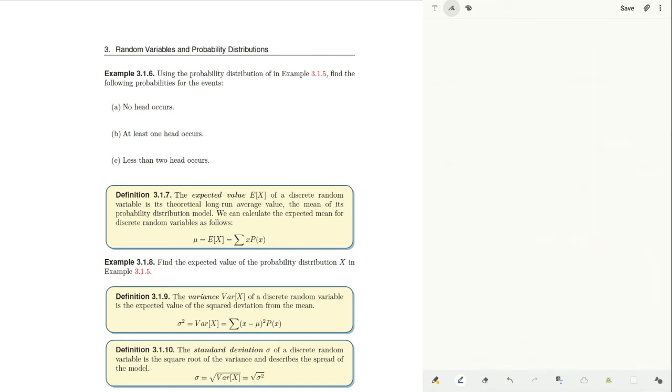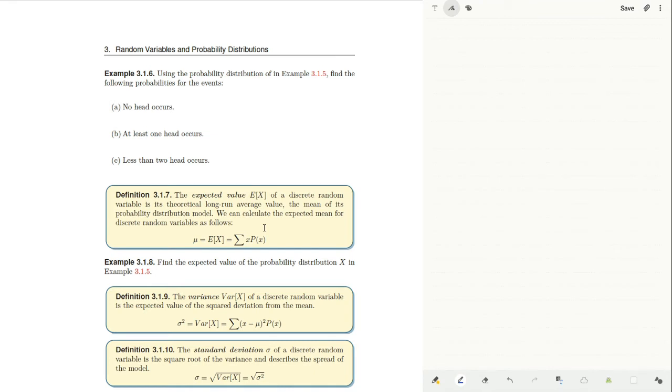When we're working with a probability distribution, we can define the mean and the standard deviation in a similar manner to chapter 1. Now the expected value E of x of a discrete random variable is its theoretical long-run average, and it is the mean of its probability distribution. And we can calculate the expected value as follows. So the mean, mu, which is also known as the expected value E of x, is equal to the sum of x times P of x.